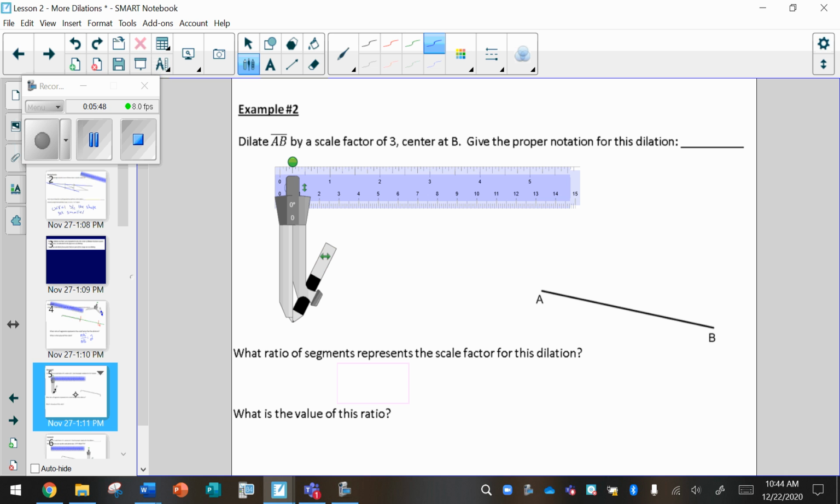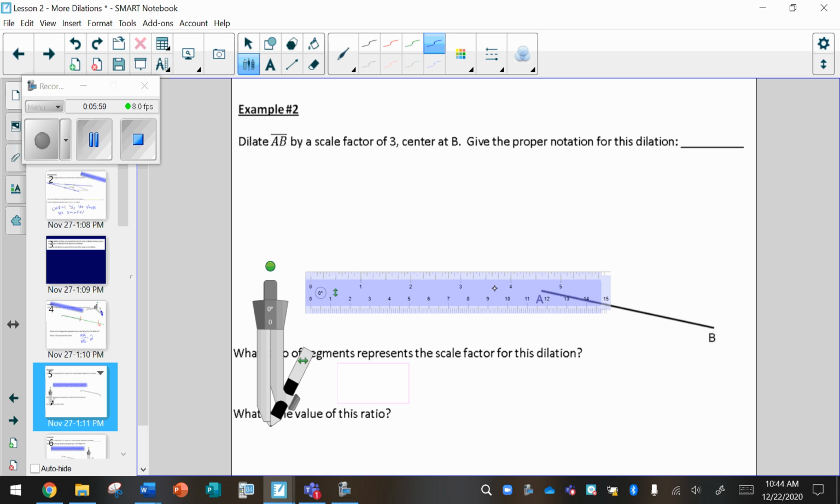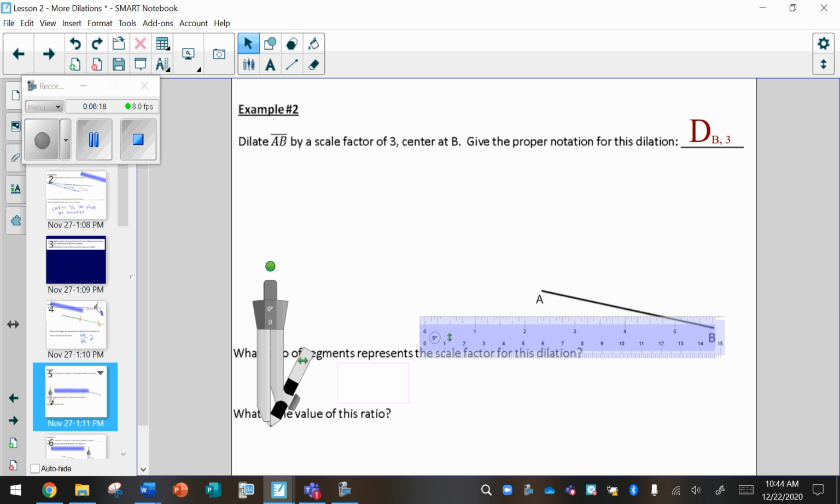All right, so now I want you to draw another segment, AB. We're going to do a scale factor of 3 centered at B this time. So pause the video, go ahead and try it, and then come back. Just so you know, when you are done, or before you start, whatever you want to do, label with the proper notation: dilation, centered at B, scale factor of 3. So why don't you pause, do it, and then come back, and we'll check to make sure our diagrams match.